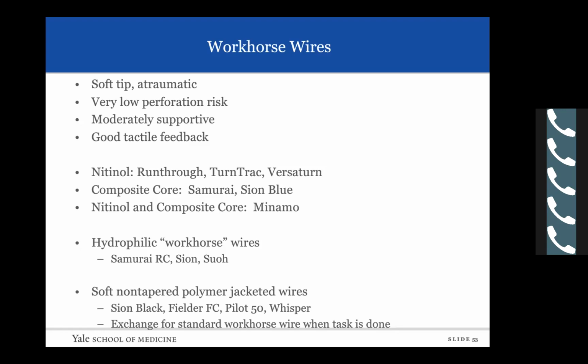We talked a little bit before about difficult lesions to cross. Sometimes these workhorse wires don't do it. The next risk level, if you will, is to use the hydrophilic workhorse wires. So that's the Samurai RC, the Xian wire, and some people have used Fielder as well. The Suo is a very, very soft hydrophilic workhorse wire for extreme tortuosity and usually collateral wiring. And then the next would be to use a soft, non-tapered, jacketed wire. The examples we have in our lab are the Xian Black and the Fielder FC, the Pilot 50 and the Whisper. And then the last, which is not on this slide, would be a stiffer, non-tapered, polymer jacketed wire, such as the Pilot 200 or the Gladius Mongo.